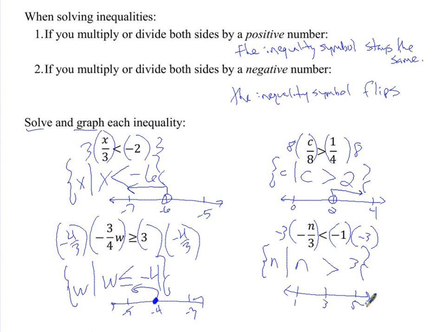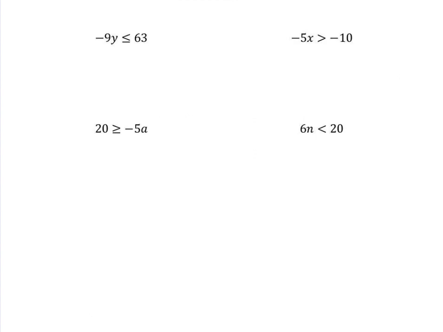What do we got? Open dot and to the right, because greater than is to the right. So that's it. That's how you multiply inequalities. All 4 of those problems were multiplication problems. We had to use the multiplication property of inequality to solve it.